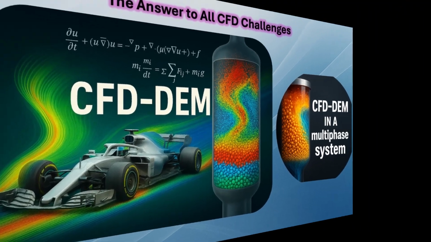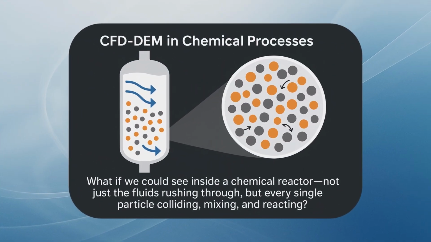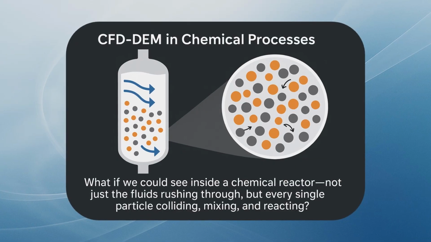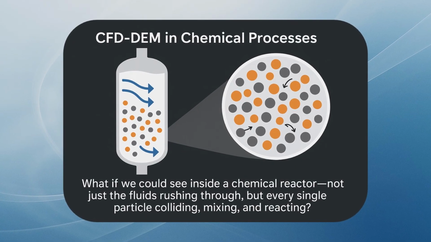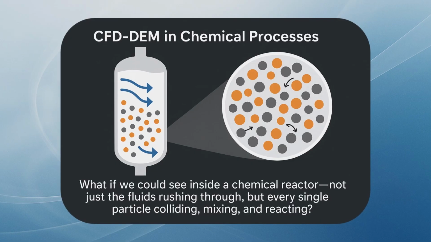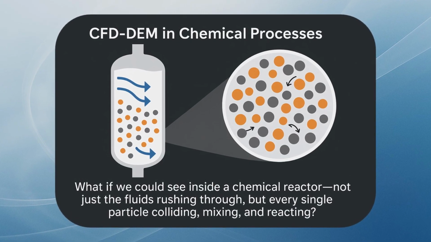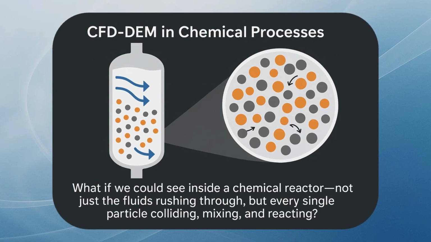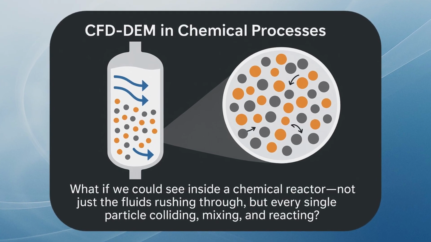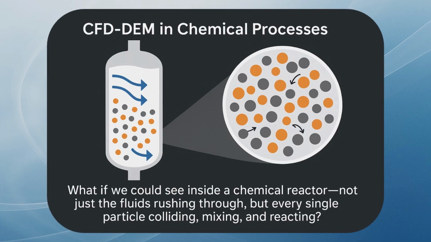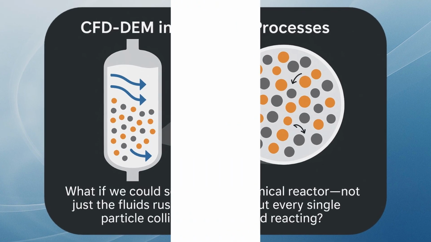What if we could see inside a chemical reactor? Not just the fluids rushing through, but every single particle colliding, mixing, and reacting. That's the promise of Computational Fluid Dynamics Discrete Element Method, or we can call it CFD-DEM, a powerful computational tool that is transforming how we design and understand chemical processes.